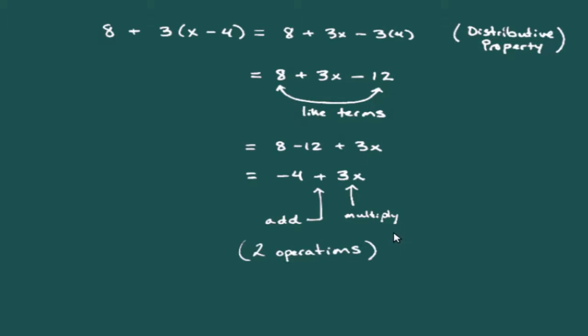Now, some people may look at this and say, oh, wait, what about this operation of subtraction out in front? That's not really the operation. That's really the number negative 4 that we are actually adding to our 3x. So this is not really an operation. This is a number in and of itself. We've got a negative 4 there. And so in the end, we only have 2 operations. We've got our addition and we've got our multiplication.